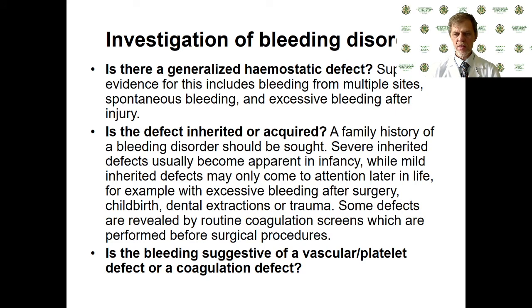Next question, is the bleeding suggestive of a vascular platelet defect or a coagulation defect? Again, I told you that we have three components of hemostasis: vessels, platelets, and coagulation. And of course, we'd like to know where the defect is in case of bleeding. This is a vascular platelet defect or a coagulation defect.